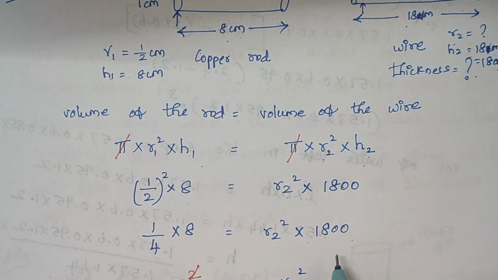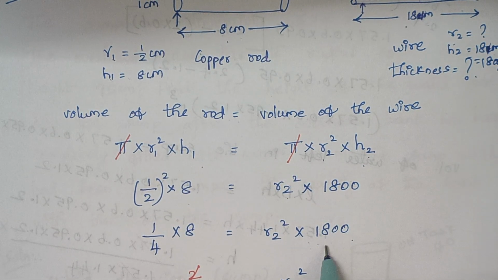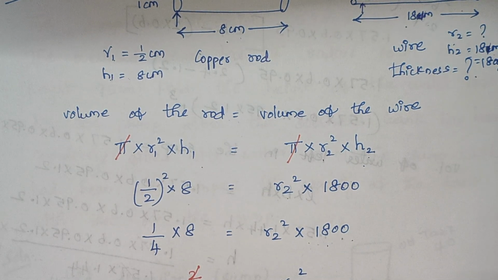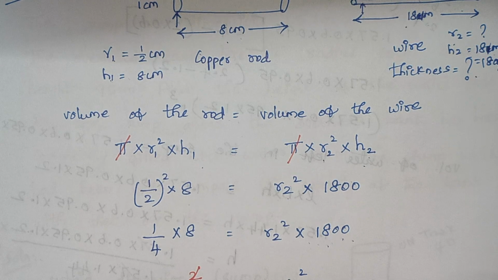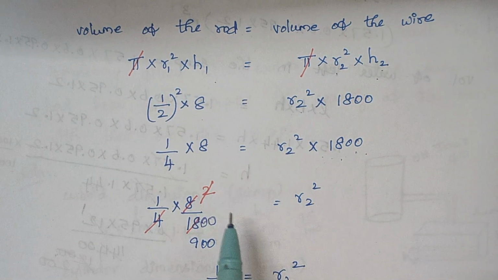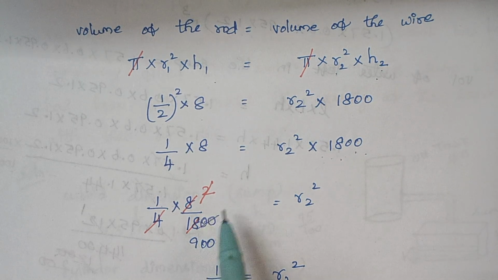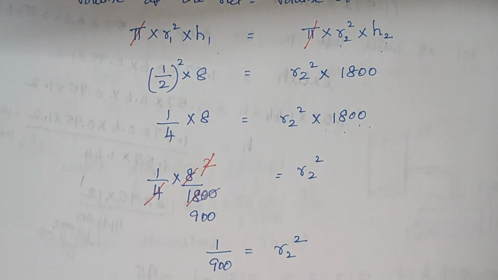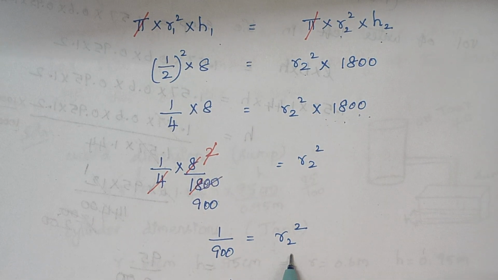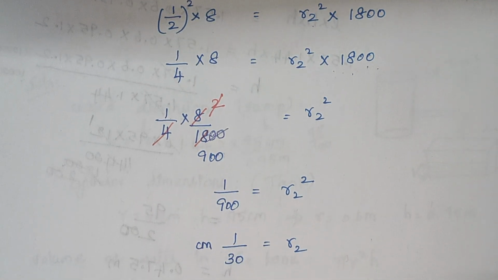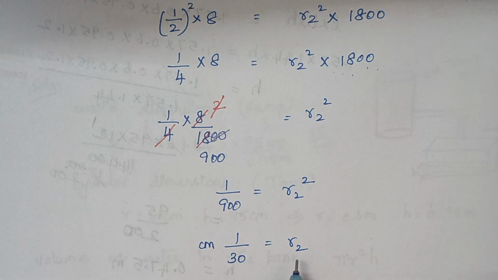So now I am going to move this 1800 over here. So here it is in the numerator, and here it occupies the denominator part. So you see 4 and 8 cancel by 2 times. And again this 2 and this 1800 cancel by 900. So 1 by 900 is equal to R2 square. So when you take the square root, what happens? 900 becomes 30. So the value of R2 is 1 by 30 centimeter.